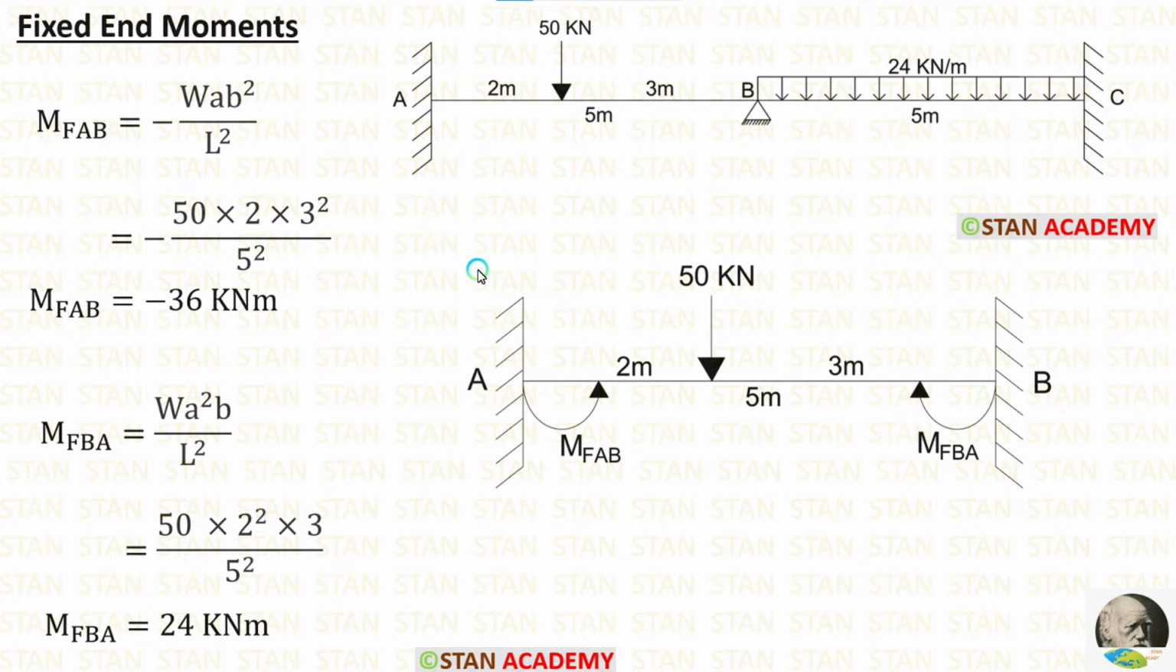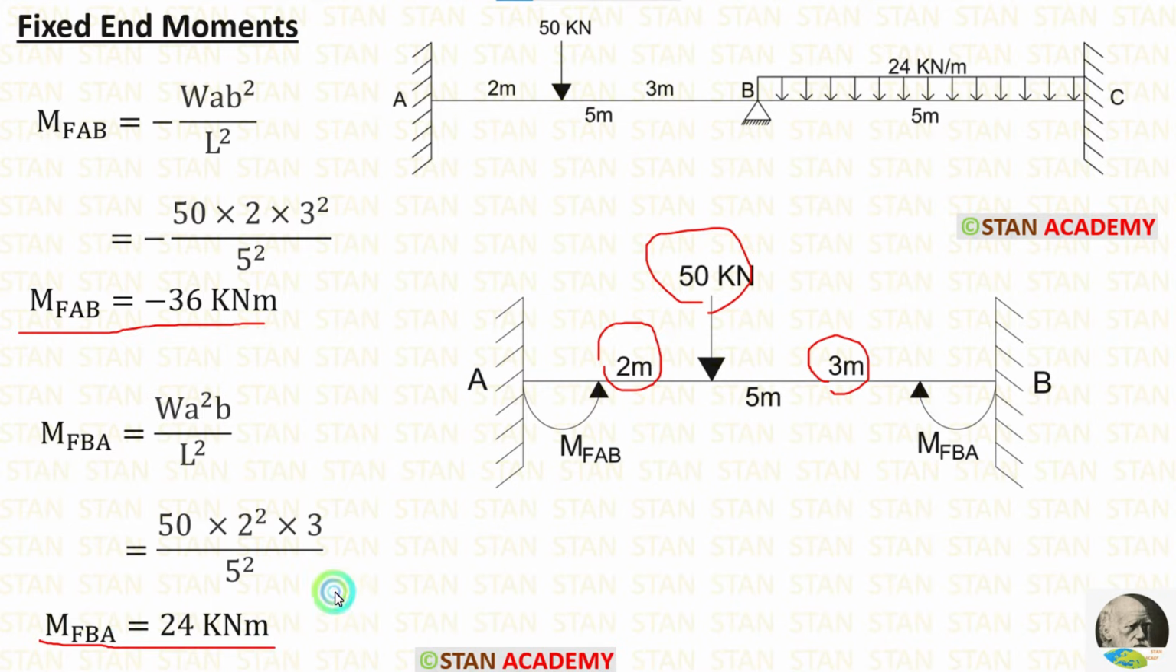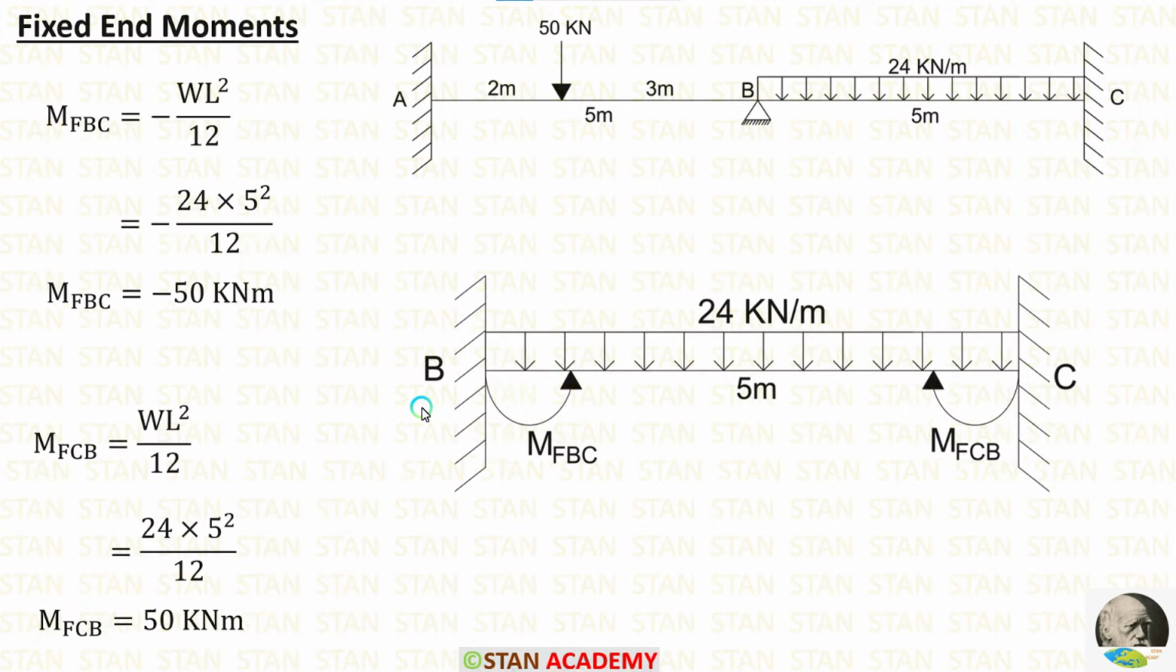Let us apply the values inside the formulas. W is 50, A is 2 and B is 3. After calculations, we are getting M of AB is equal to minus 36 kilonewton meter and M of BA is equal to 24 kilonewton meter.